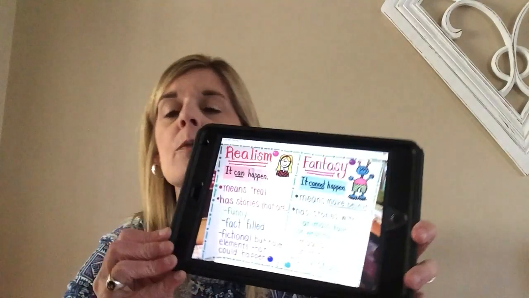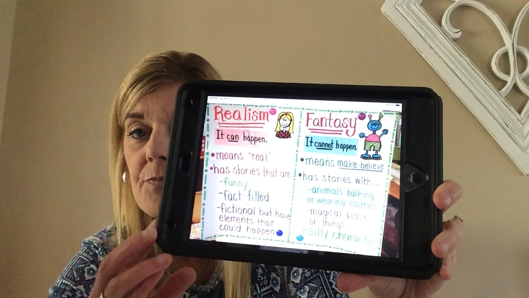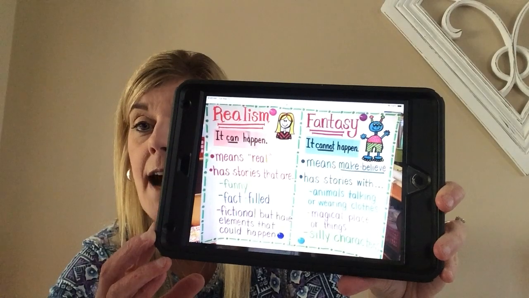So today we are actually going to do an activity with realism and fantasy. I chose a few sentences from the story and a few events in the story, and I'm going to hold them up, and you are going to tell me if you think they are realism or fantasy. And before we do that, I'm just going to remind you of this chart that we showed yesterday. Remember, realism, it can happen, okay, and fantasy, it cannot happen. So those are our two words today.